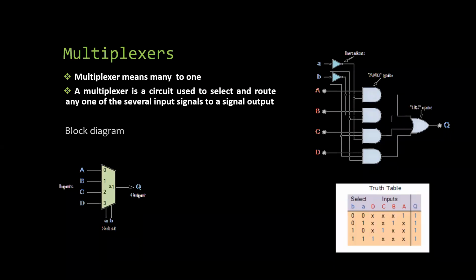Hello everyone, welcome back, and in this video we are going to learn about multiplexers. Multiplexers means, in other words, many to one. Here we are giving many inputs and we are receiving only one output. A multiplexer is a circuit used to select and route any one of the several input signals to a single output. Now you can see the logic circuit for that and the truth table for this are available in this slide, so you can see them clearly.